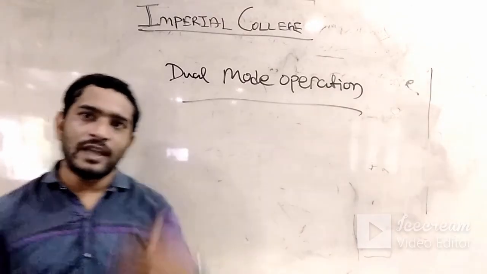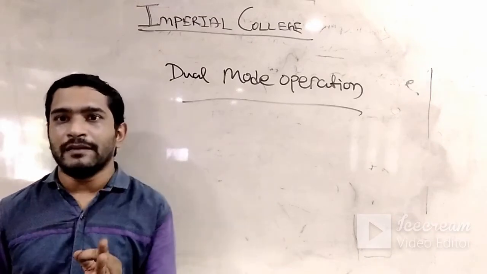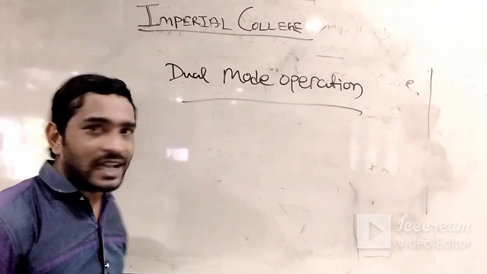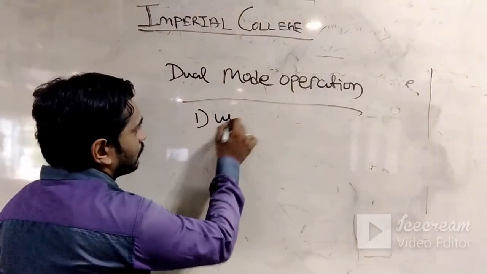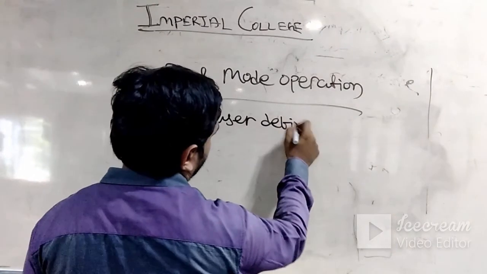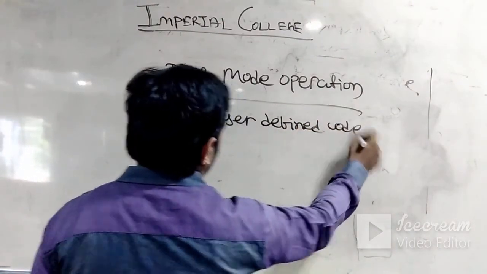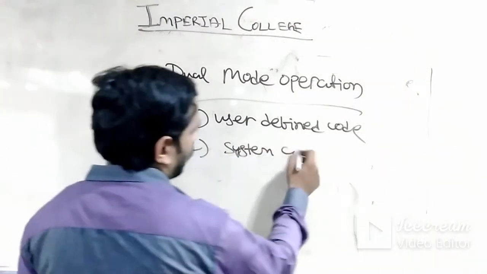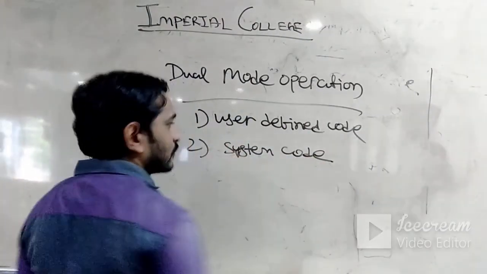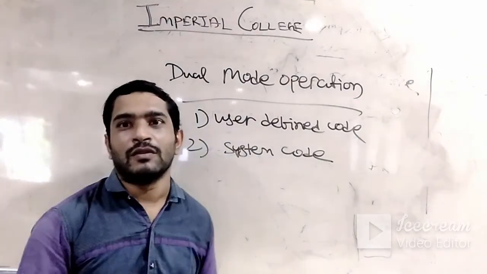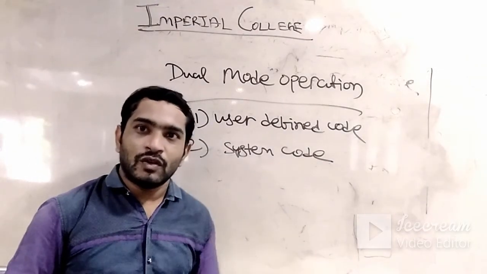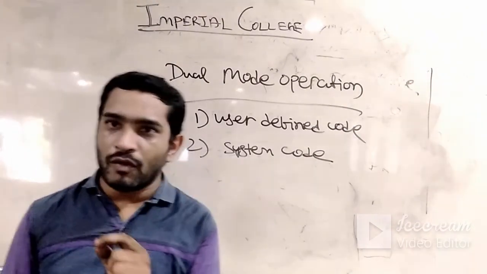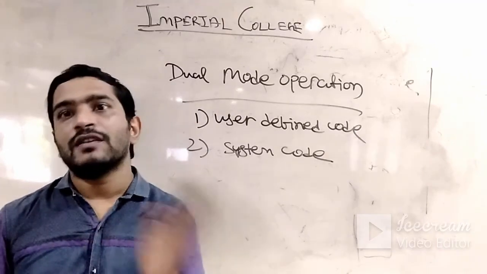So to ensure our execution properly, there are two types of operations, there are two types of codes. One is user code, matlab user defined code, and another is your system code. System code matlab operating system code. Okay, system code means OS code. So there, to ensure the proper execution of our program, we must differentiate the code, that is user defined code or system code.